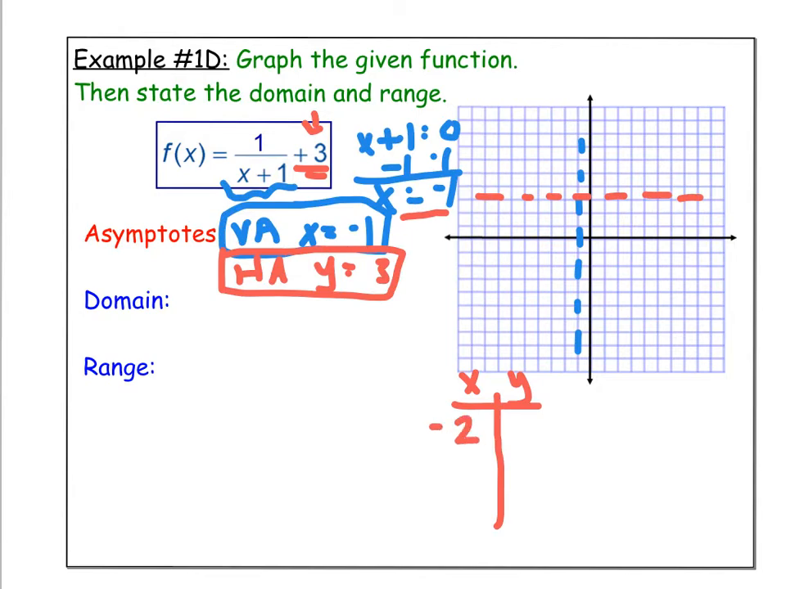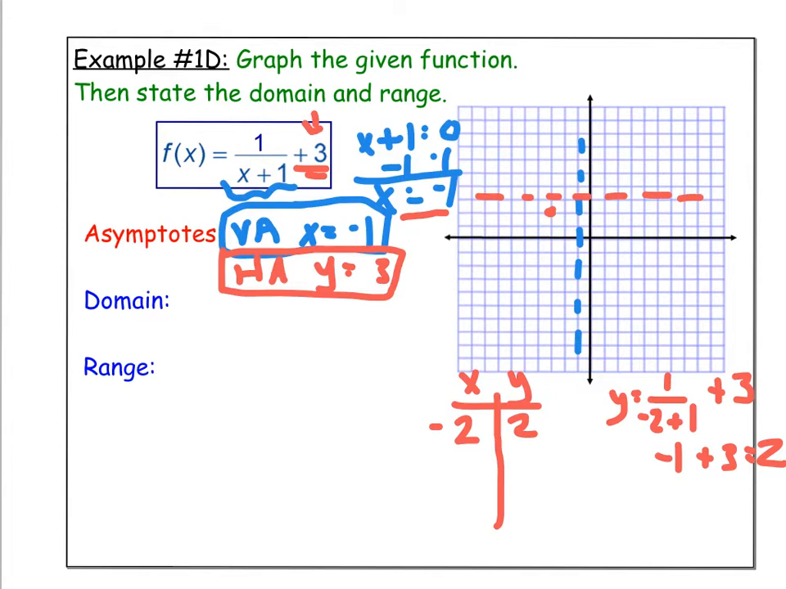which would be -2. So if I pick -2, I'm going to put my work over here. I get y, or f of x, equals 1 divided by -2 plus 1, plus 3. Watch your order of operations here. So -2 plus 1, the denominator is -1. So this becomes -1 plus 3, which would be actually 2. So (-2, 2) is a point. So if I go -2, +2, I get a point right there.